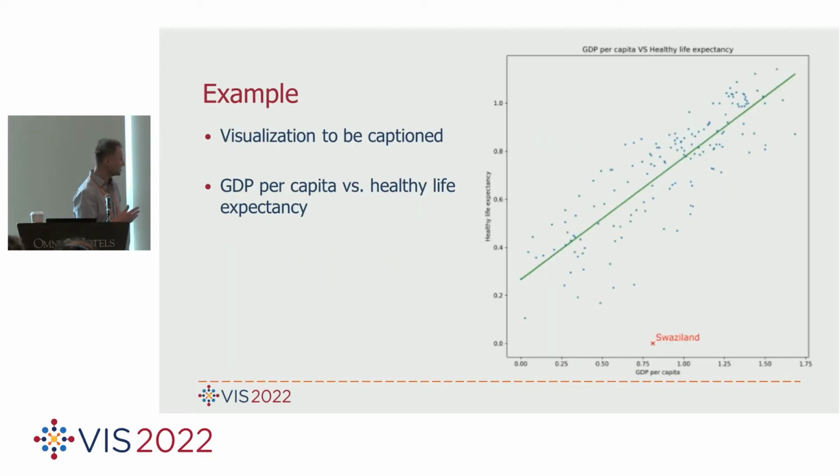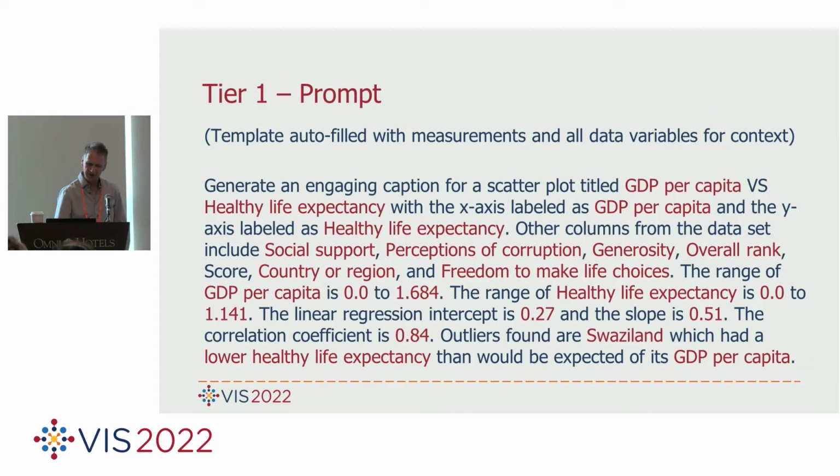So let me give you an example of this clip here. We took scatter plots like this. This is GDP per capita versus healthy life expectancy. And as you can see, a nice correlation. There's Swaziland, which is an outlier. We detected that. And then we went and created our first prompt.